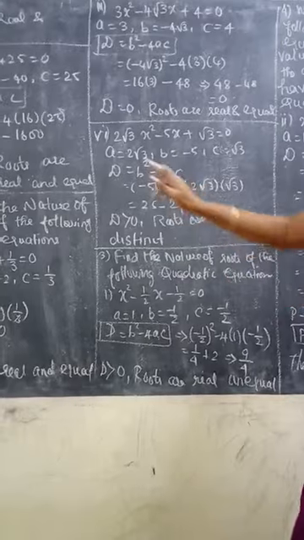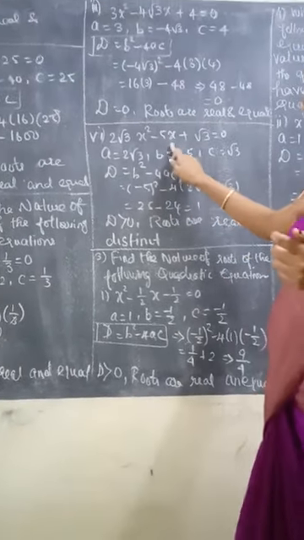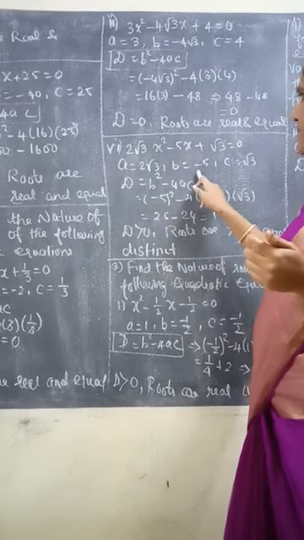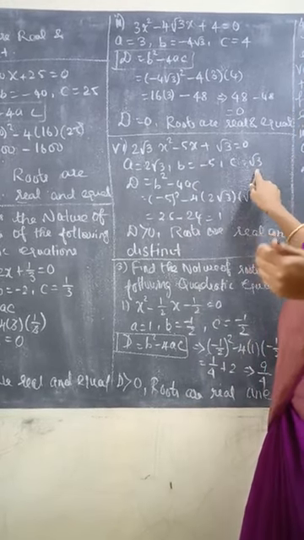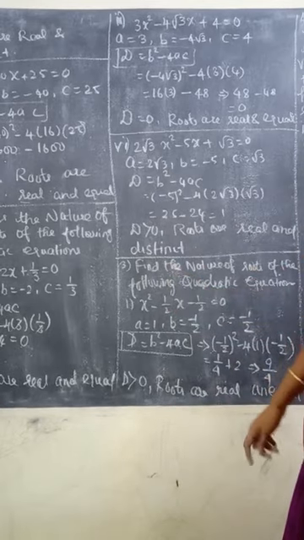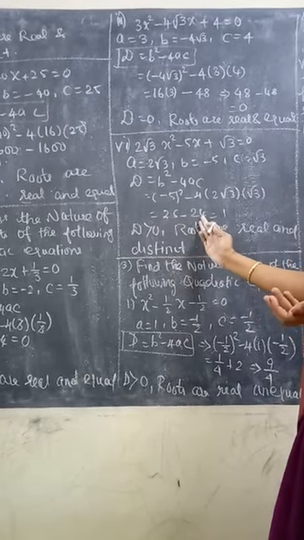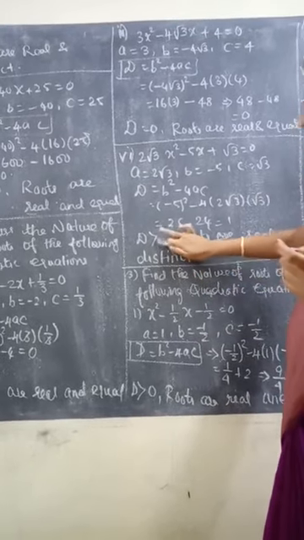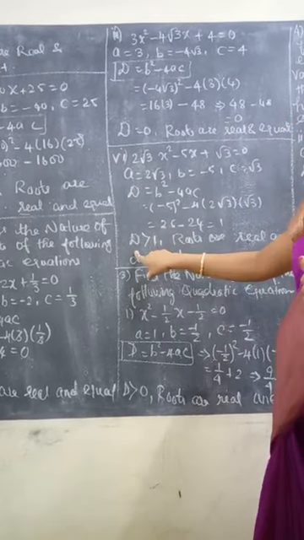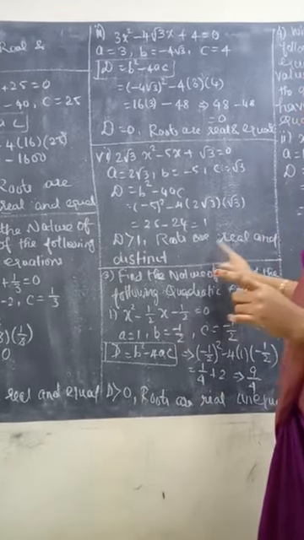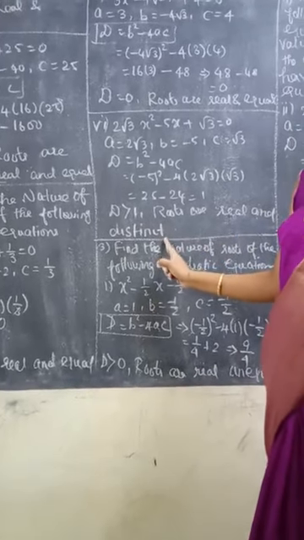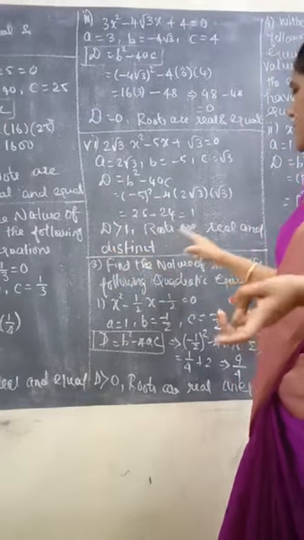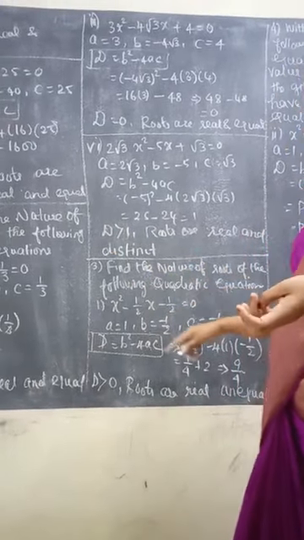Next question. 2 root 3x square minus 5x plus root 3. What is a? 2 root 3. What is b? Minus 5. What is c? Root 3. Next, b square minus 4ac. Here 25 minus 24 equal to 1. That is the discriminant value, greater than 0. So the roots are real and distinct. This is not D equal to 0. The discriminant value is greater than 0, so the condition is real and distinct.